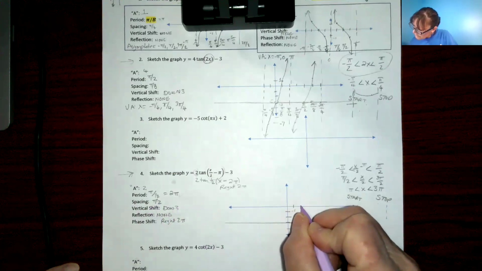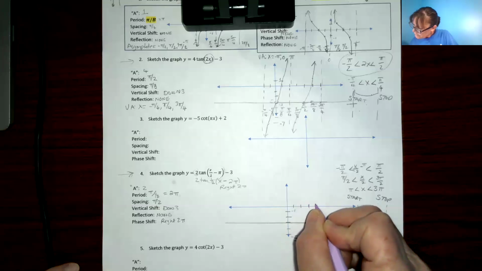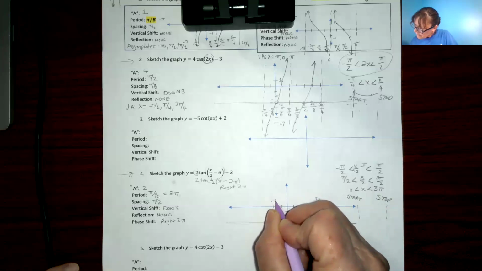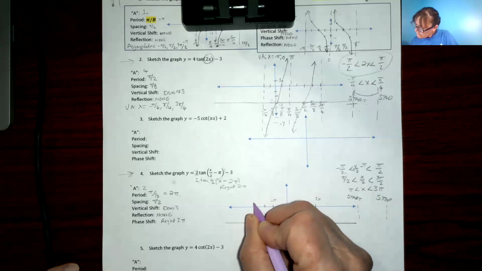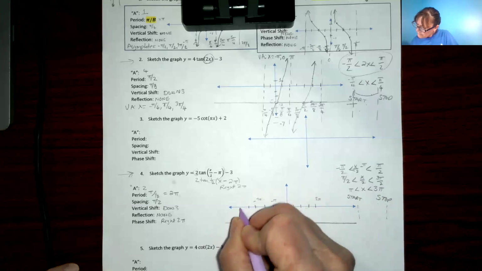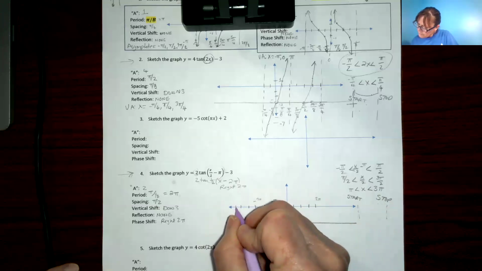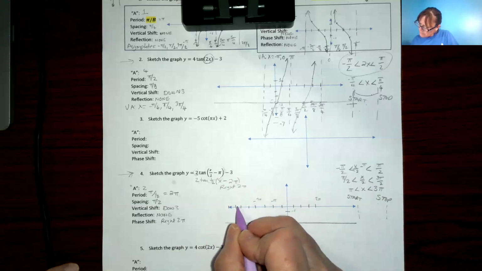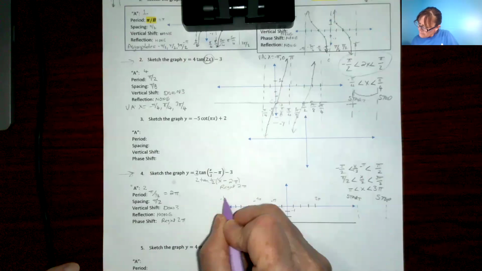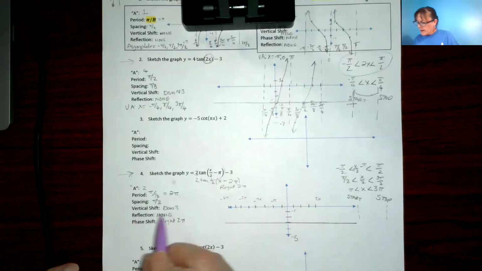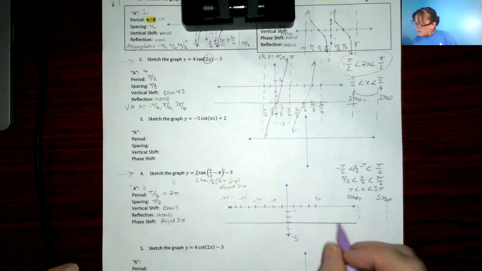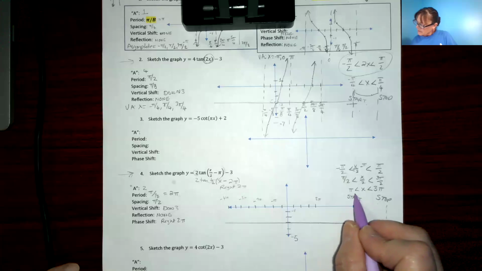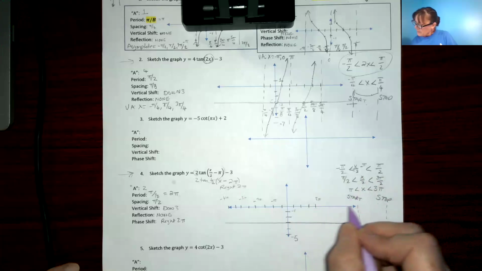Let's mark up our axis. Pi over 2, pi, 3 pi over 2, 2 pi. Then negative pi over 2, negative pi, negative 3 pi over 2, negative 2 pi, negative 5 pi over 2, negative 3 pi, negative 7 pi over 2, negative 4 pi. Okay. We have to start at pi. So start at pi and stop at 3 pi. This will give us a good cycle.